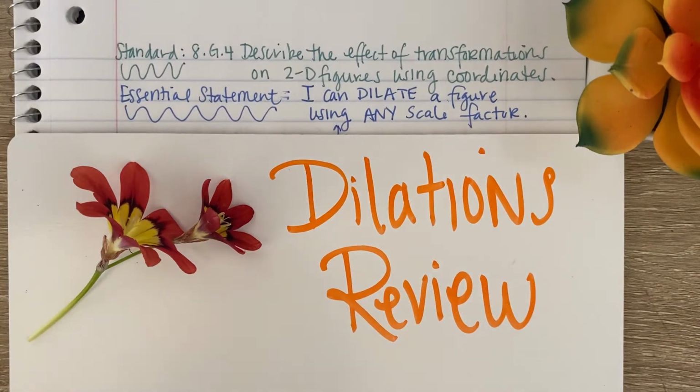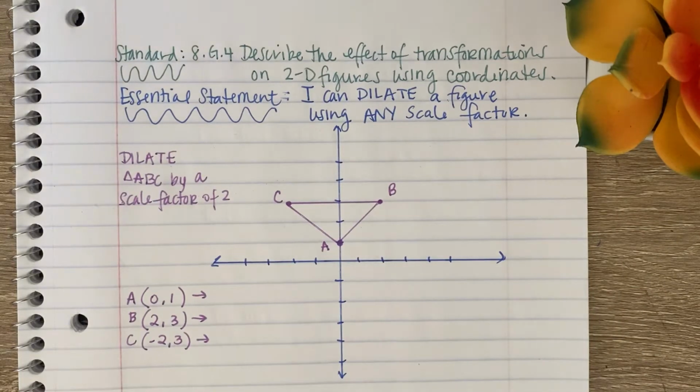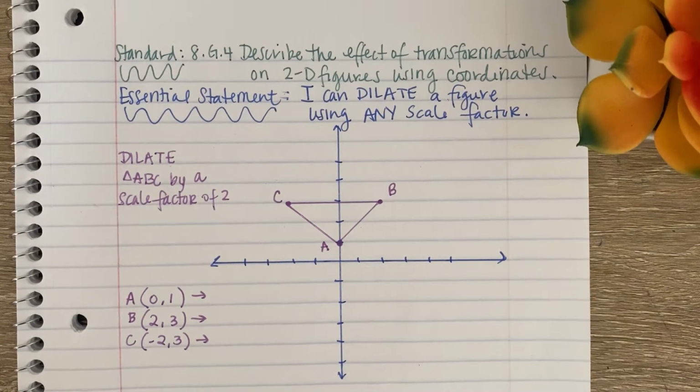But our essential statement is I can dilate a figure using any scale factor. All right, so here is our example. Here we have triangle ABC. Go ahead and draw that down. I also included the points A, B, C for you right over here in case you needed those points to plot your triangle.